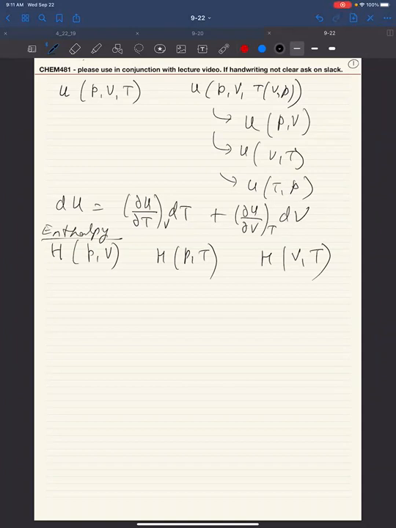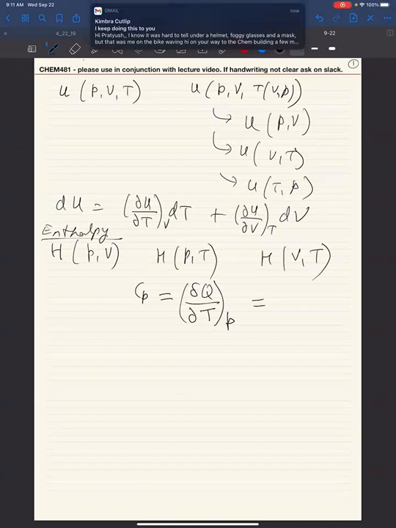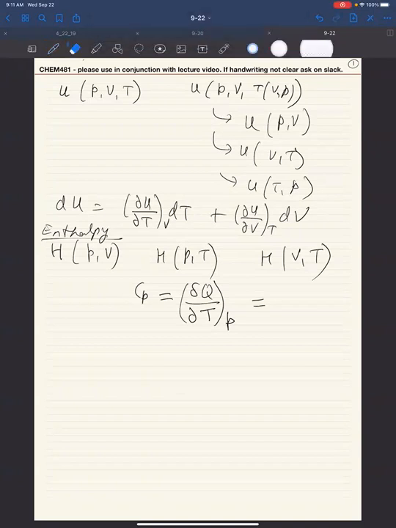Since we have defined the heat capacity at constant pressure, which most rigorously is defined as partial Q divided by partial T at constant pressure, but we don't know how Q changes. That's a path function. And we showed that for any gas at all, this is equal to partial H by partial T at constant pressure, right? This is true for anything.